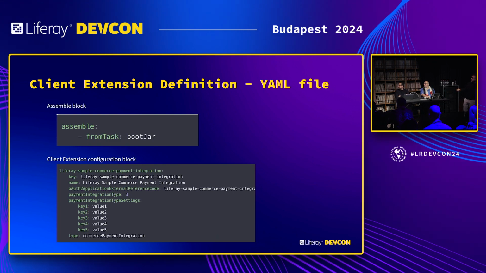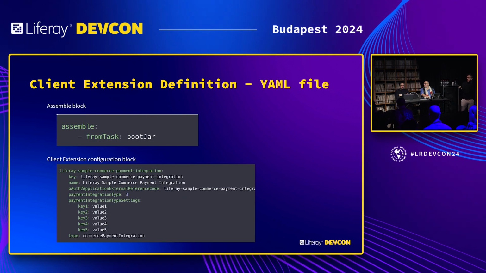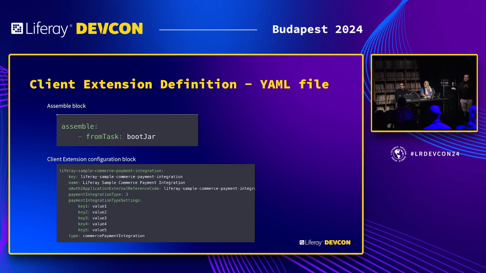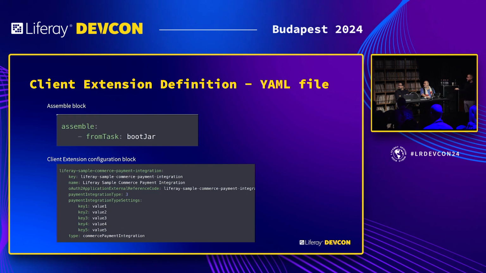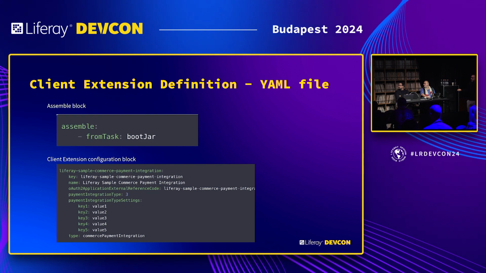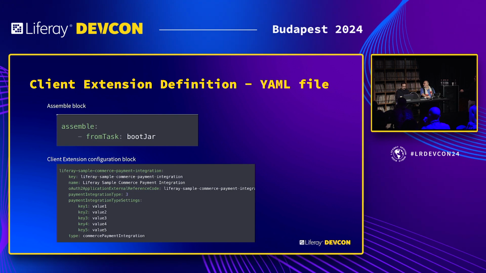Those things are regarding shipment. Those are key pairs that we use regarding shipment. We are not going to touch this now because we're not going to work with shipment now, but we have this defined in our documentation for when we arrive at that place. And the type of the client extension, in our case, is commerce payment integration.